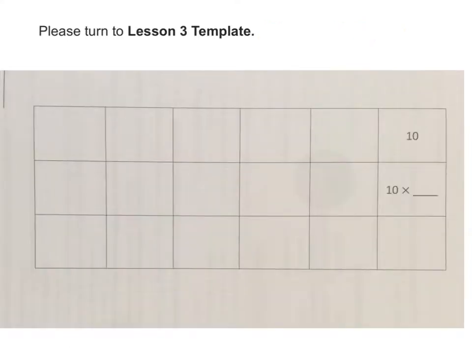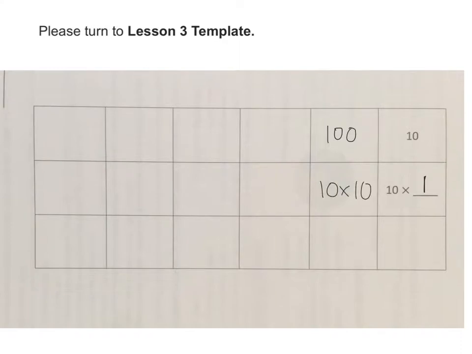Okay, once you've found the lesson 3 template in your workbook, we're going to fill this out together. Do you guys see on the very right-hand side how it says 10? Okay, 10 is equal to 10 times what? 1. Okay, very good. Go ahead and fill that in. Okay, what if I give you the number 100? Go ahead and write 100 up here. 100 is equal to 10 times what?